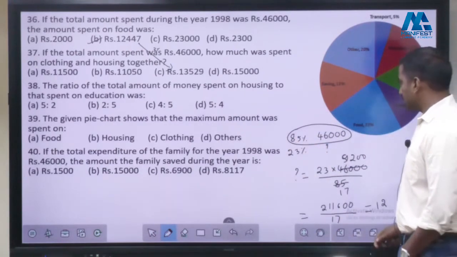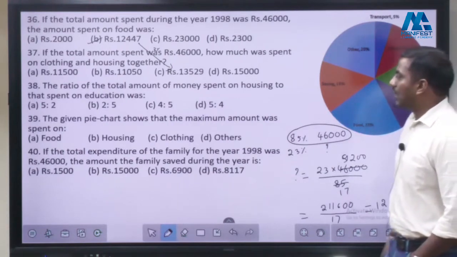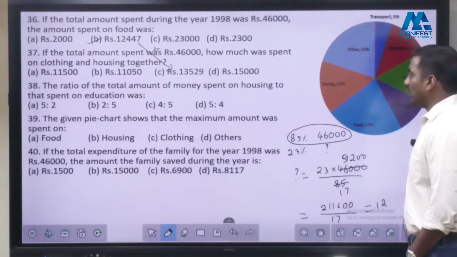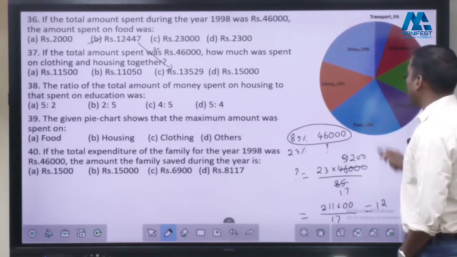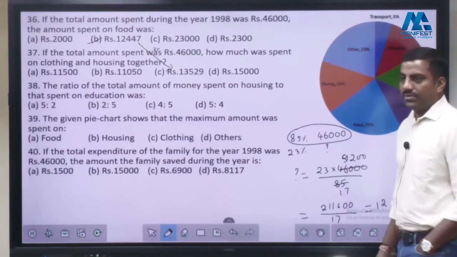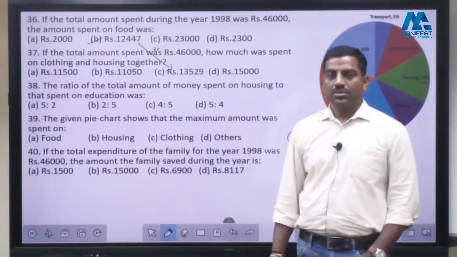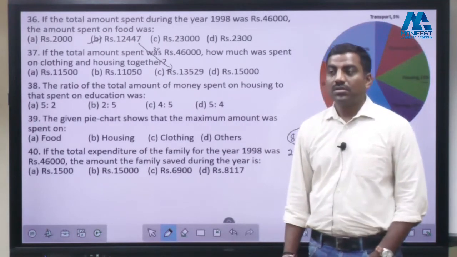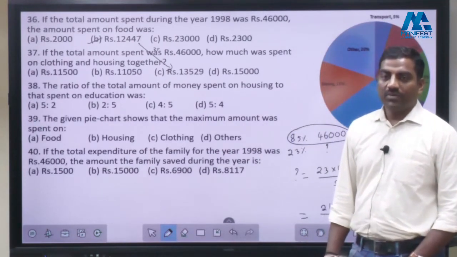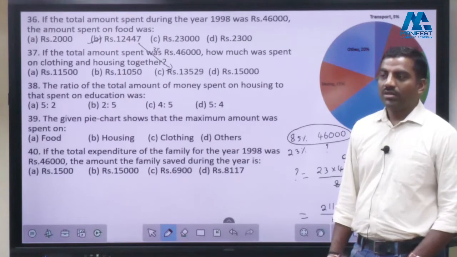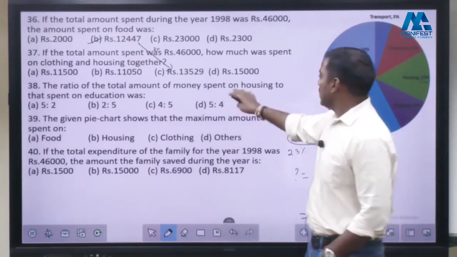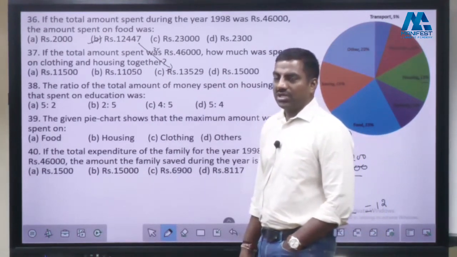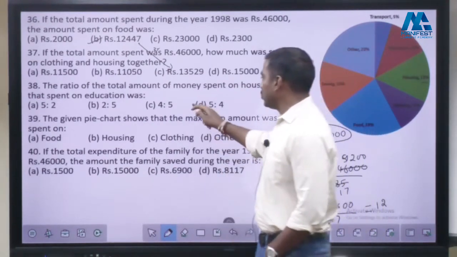Done. Next, the ratio of the total amount of money spent on housing to the money spent on education was. Housing is 15% and education is 12%. So what is the ratio? 5:4 or 4:5? First you have to take the housing, then you have to take the education. 15 first, then 12. So 3 5s are 15, 3 4s are 12. Answer is 5:4.